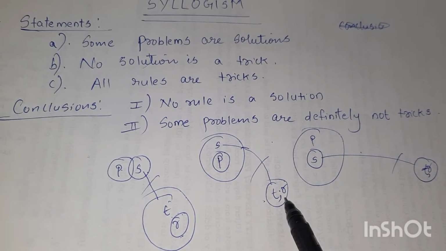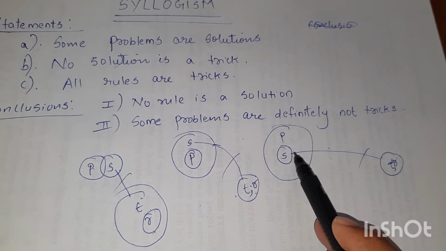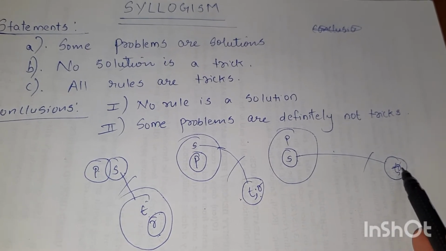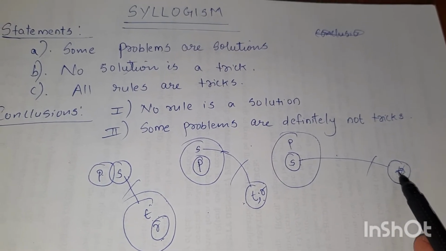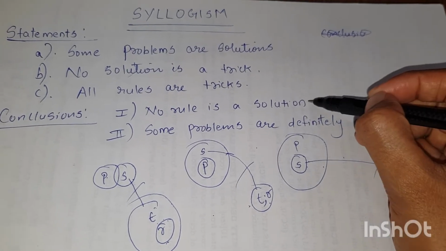No rule is a solution is true in this case also. And in this case also no rule is a solution, because there is no relationship between tricks and solutions. And since all rules come under tricks, no rule is a solution is definitely true. So the first one is true.